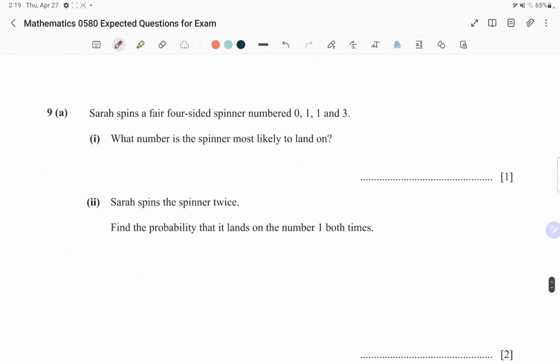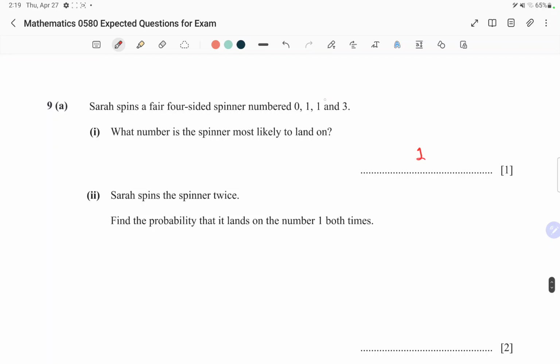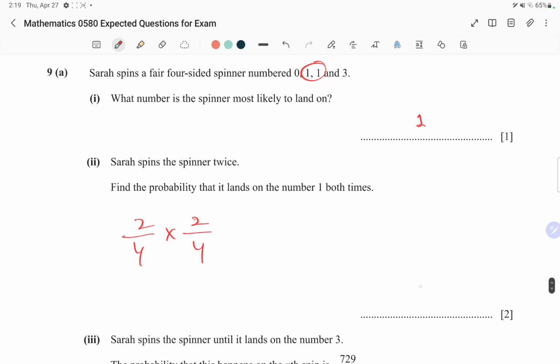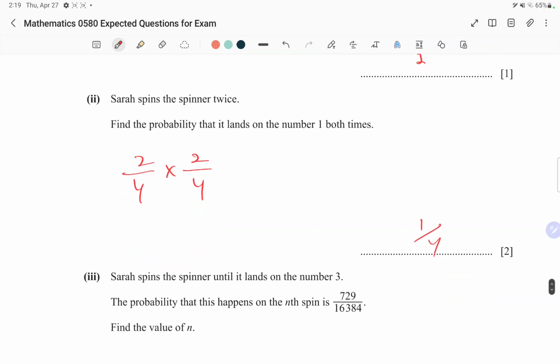Okay, next question. Sarah spins a fair 4-sided spinner numbered 0, 1, 1 and 3. What number is the spinner most likely to land on? 1, because 1 occurs 2 times, so it should be 1. Sarah spins the spinner twice. Find the probability that it lands on the number 1 both times. Number 1 we have 2, so the probability is 2 over 4, then the second time also 2 over 4. 2 over 4 times 2 over 4 is 1 over 4.